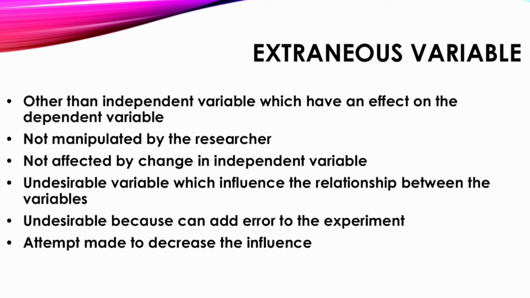In the case of the independent variable, the researcher manipulates it, but in the extraneous variable, the researcher does not manipulate it. And these variables are not affected by any manipulations or changes made on the independent variable. These are considered to be undesirable variables which influence the relationship between the variables. It is said to be an undesirable variable because it can only add error to an experiment.